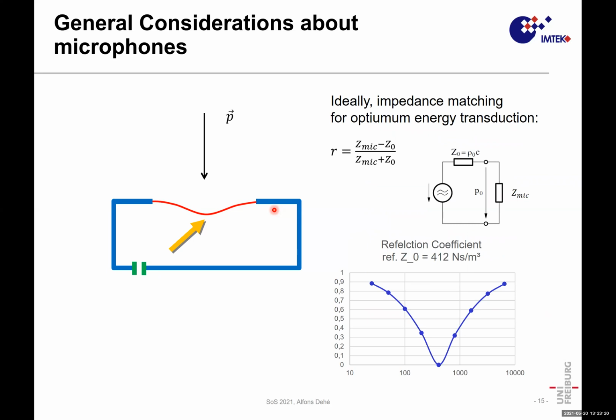We have to know what we discussed in the past, that we would like to have an impedance matching to the characteristic impedance of sound, so Z0 being 412 Newton seconds per meter cubed. And if you have a different impedance of the microphone, which is basically the diaphragm, we will have a reflection. Only if you have a perfect matching would we transfer most of the energy, or at least 50% of the energy in the matching case, from the sound field to our device.